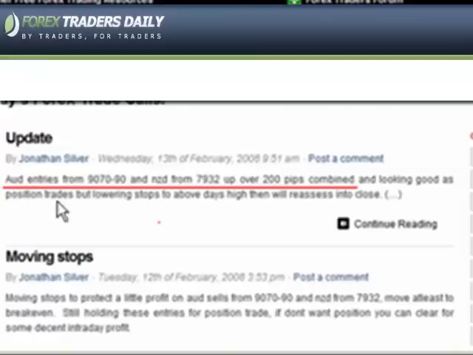But then the following morning at around 9:50, at that time the trades were both up over 200 pips combined.